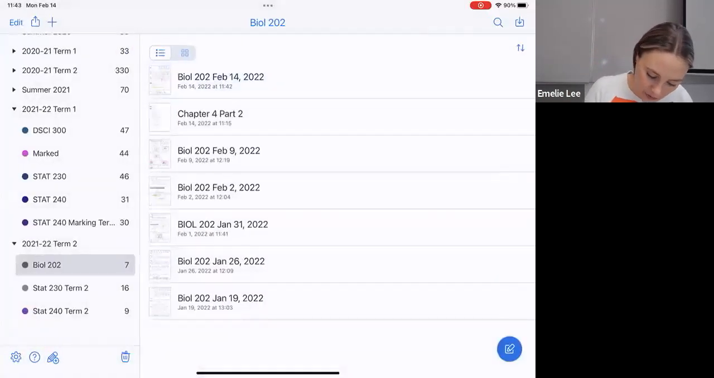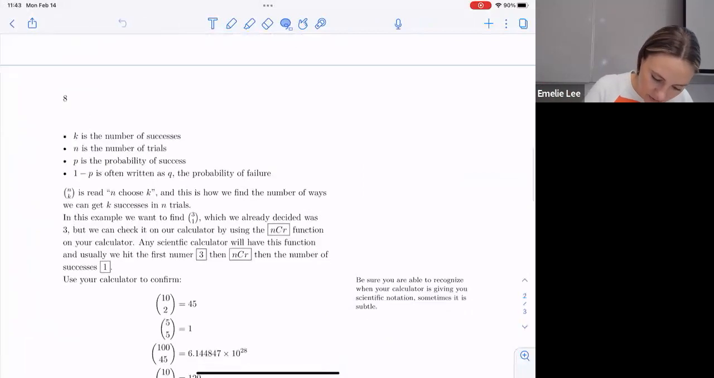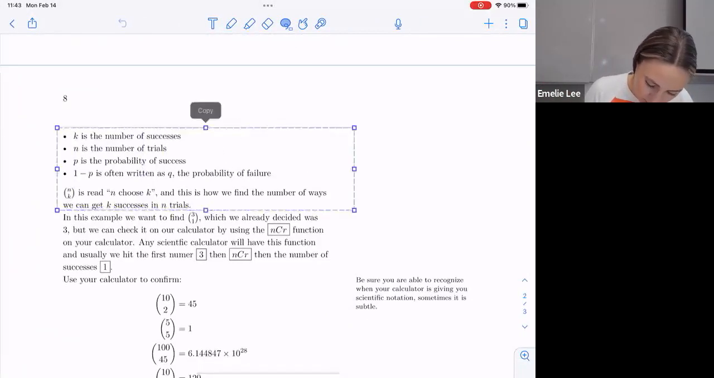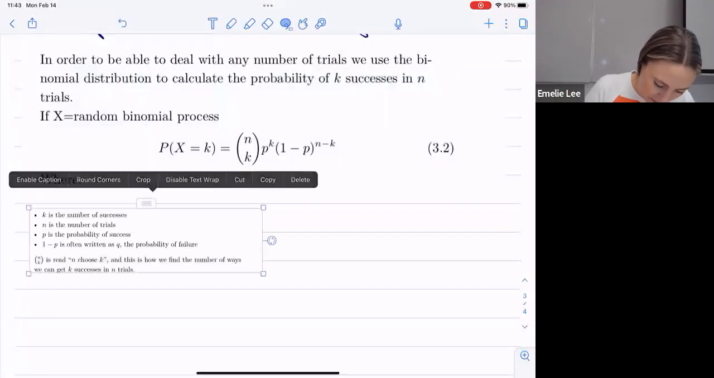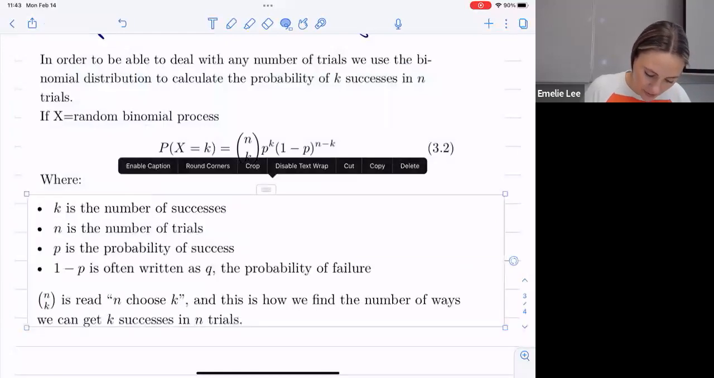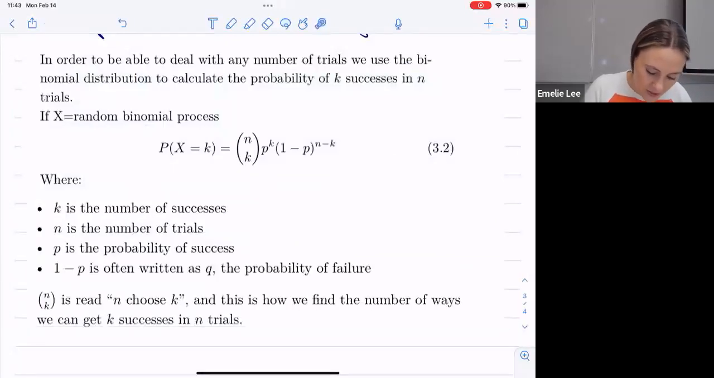Okay, so I guess it splits it across the page. And I don't know if you guys in biology have maybe seen this choose function before. Maybe not. Okay, then I have an example to go through it.